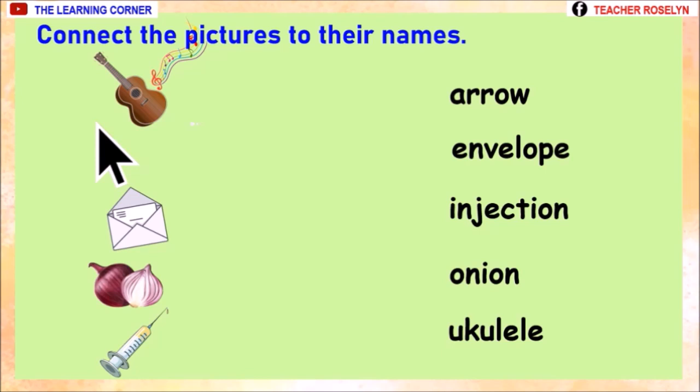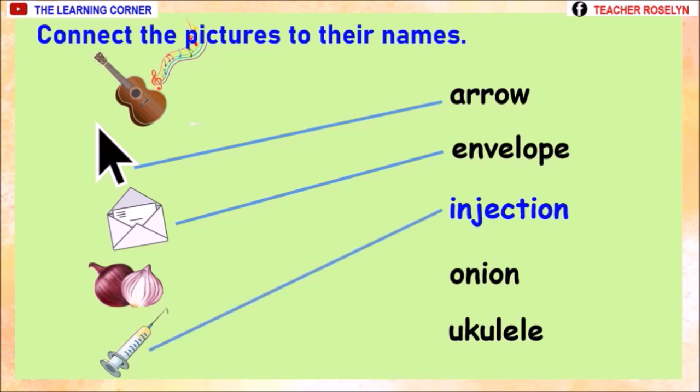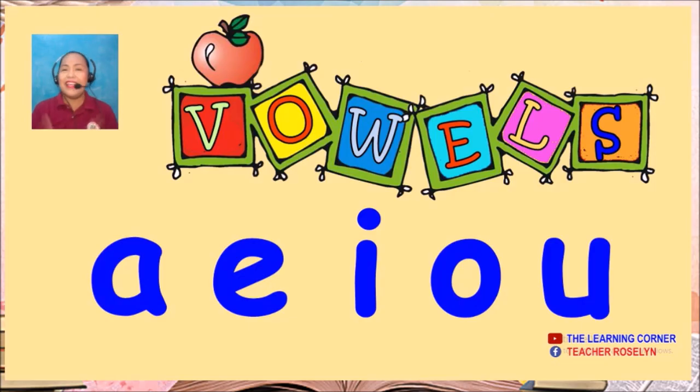Now, let us connect the pictures to their names. Let us read. Arrow. Where is the arrow? Envelope. Which one is the envelope? Injection. Where is the injection? Onion. Which one's the onion? Ukulele. Where is the ukulele? Very good.